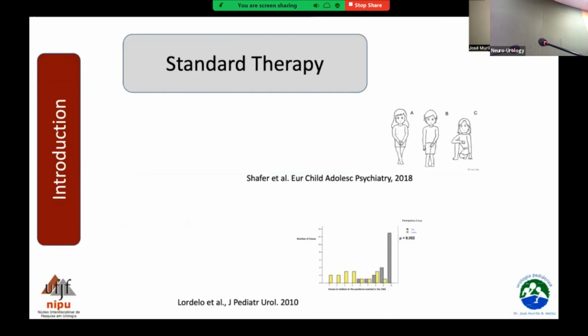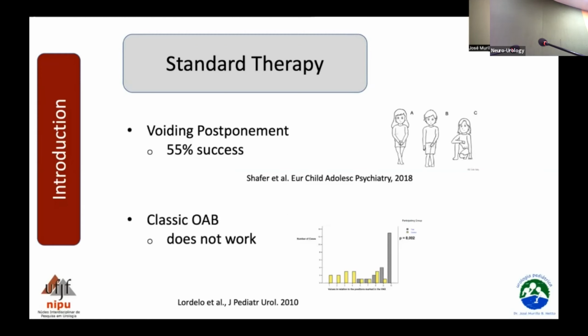So in standard therapy, if you use it for voiding postponement, we have a success rate in about 55% of the children. But for classic OAB, it does not really work. So we should go forward to the specific interventions.